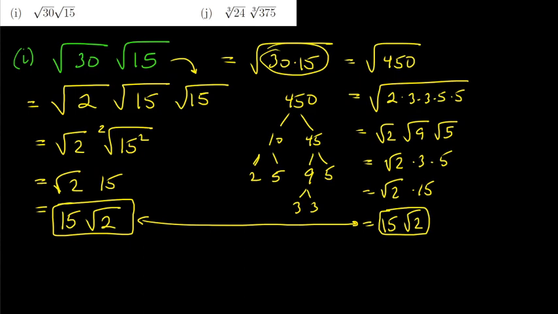All right, and I'll do part J, even though it's very similar. It's a little bit harder because of the cube roots. So we have the cube root of 24 times the cube root of 375.